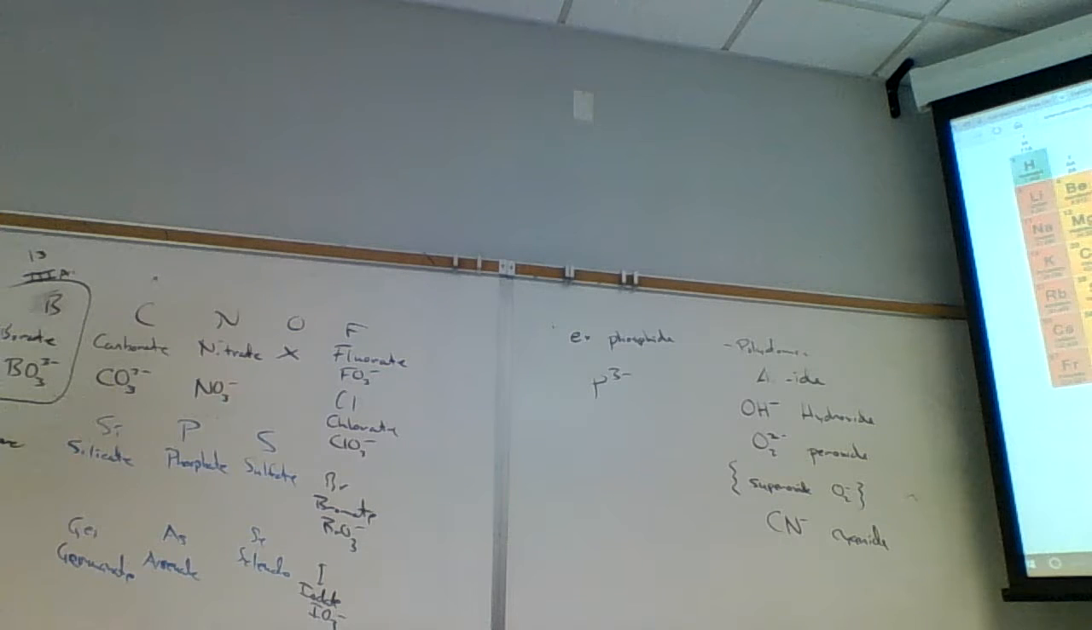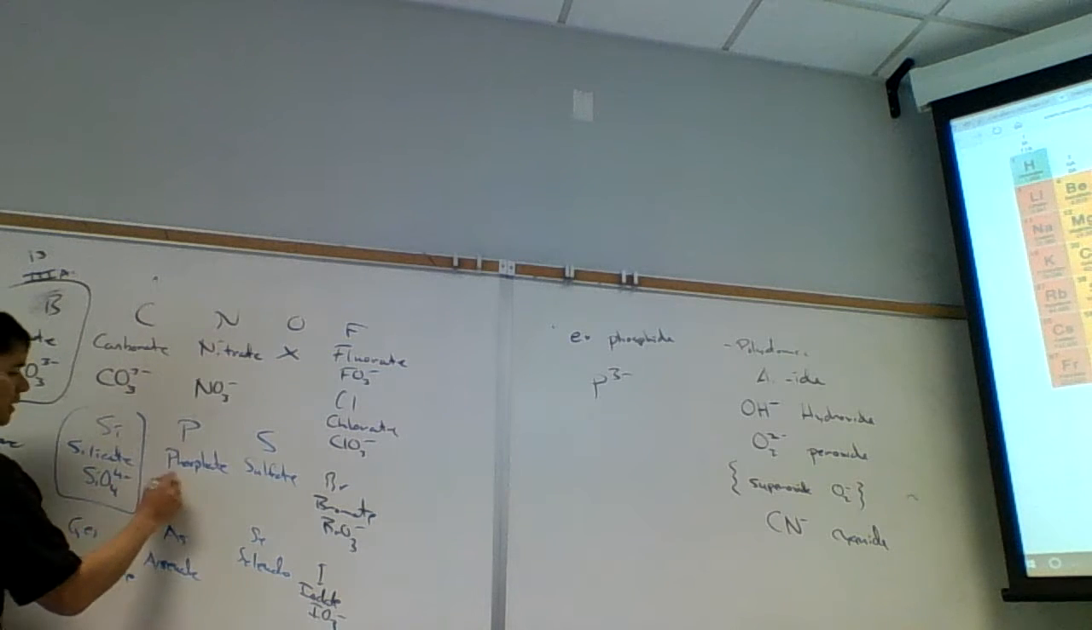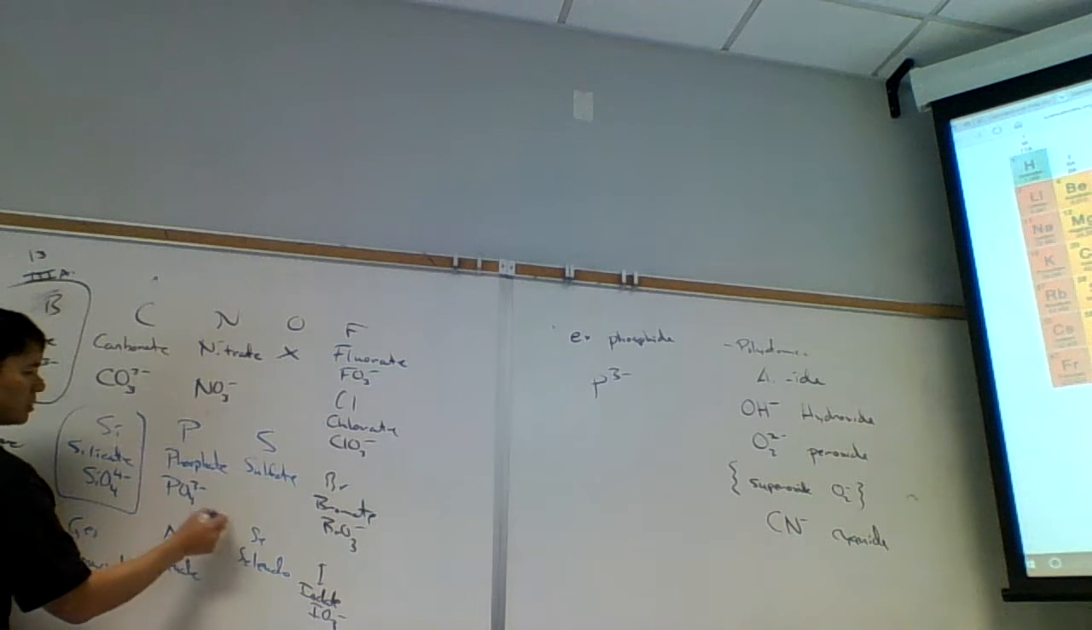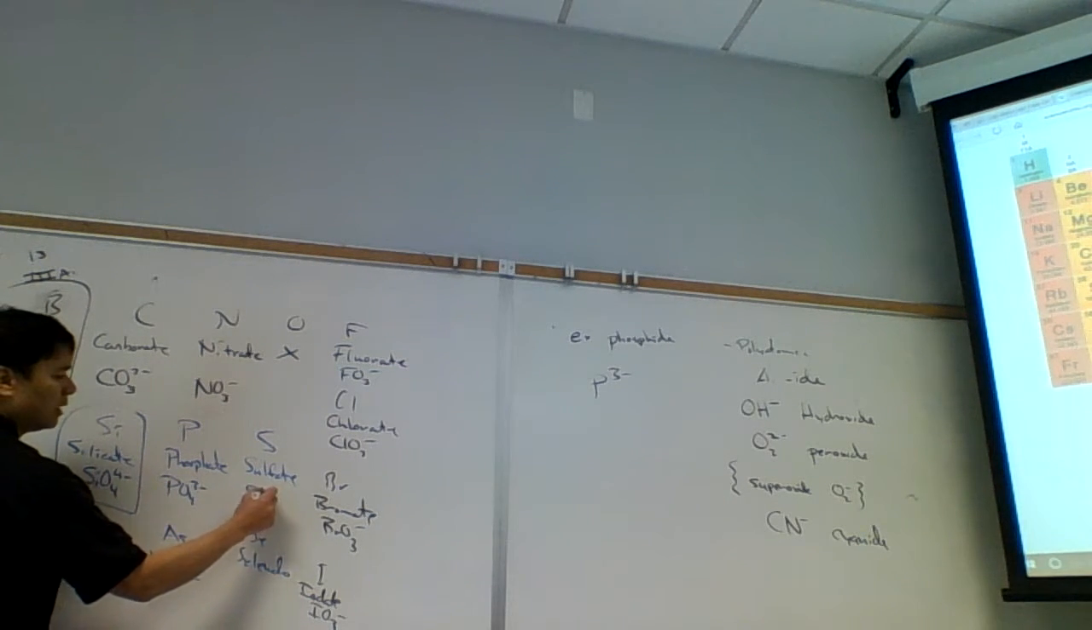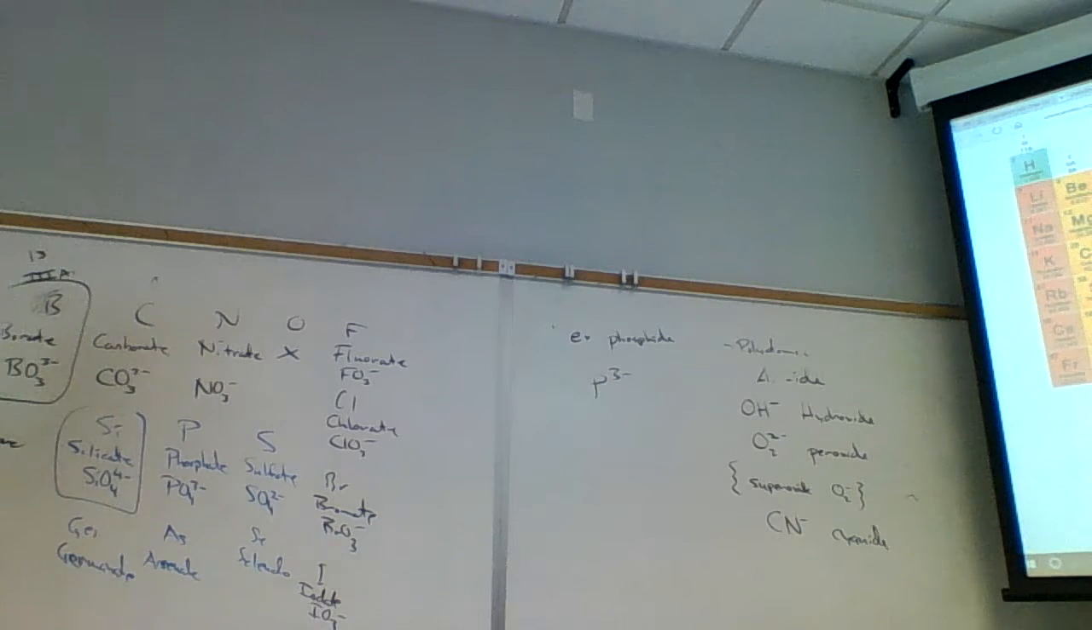Okay, so let me write out the formulas for these here. Silicate is SiO4 with a 4- charge. This one you usually memorize. Silicon's in group 4 or 14, so 4-4. Phosphate is PO4 with a 3- charge. Sulfate is SO4 with a 2- charge. And so there's a little pattern that's going on with these.